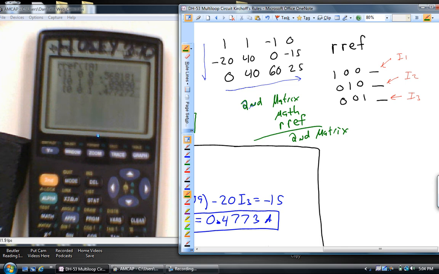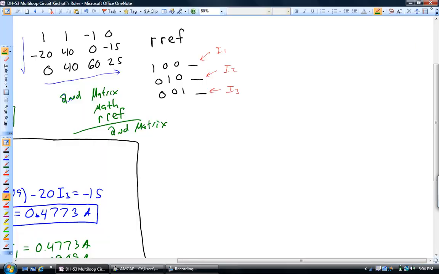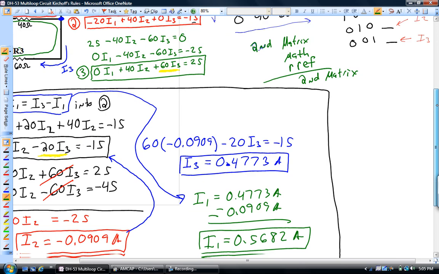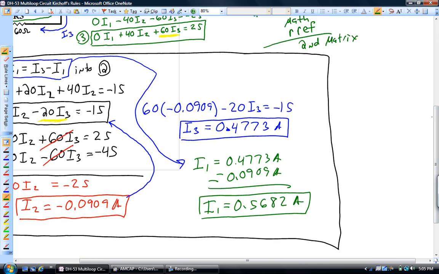As you can see, we should get the same numbers we got before. I know you can barely read it on the screen, but we got 0.568, negative 0.0909, and positive 0.477. If I blow this back up, hopefully those are the same numbers we got. And they are. Negative 0.0909, positive 0.4773, positive 0.5682.